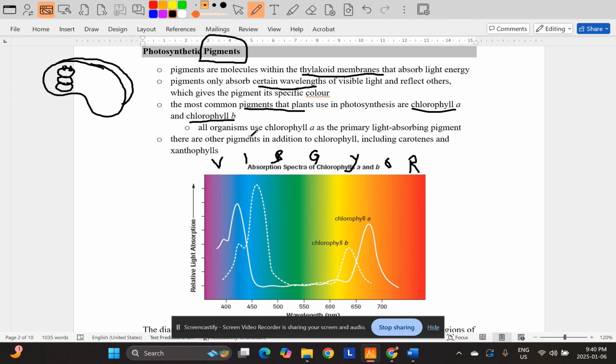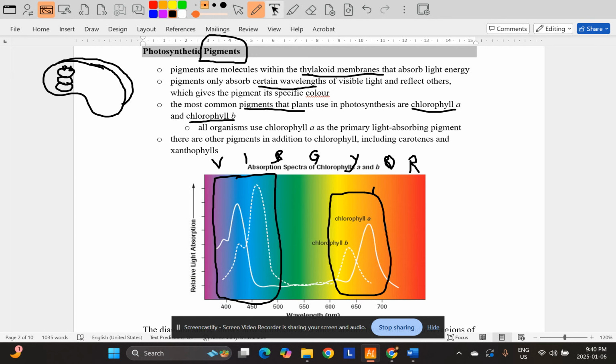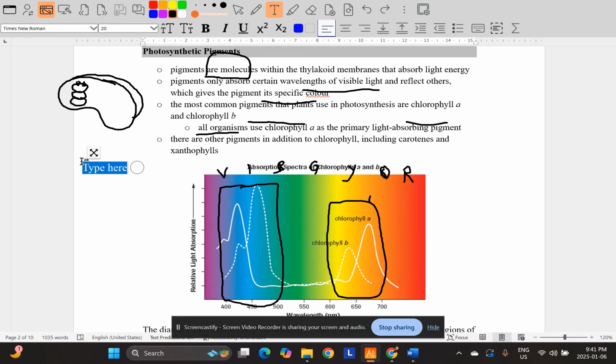And these chlorophyll molecules do the best. They absorb light in kind of this blue range and also kind of the yellow and orange range. This is supposed to be an O for orange. So these blue-violet wavelengths of light and also the red wavelengths of light are the best to stimulate photosynthesis. So that's a key point here.